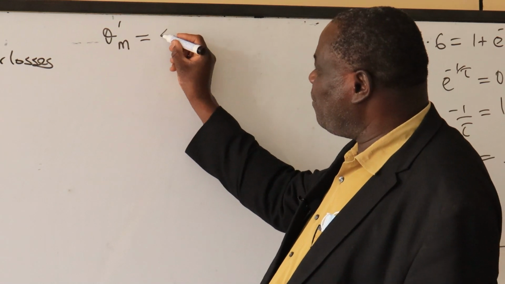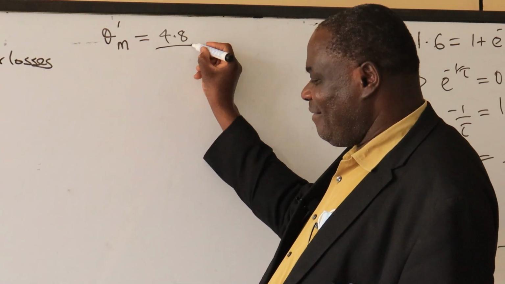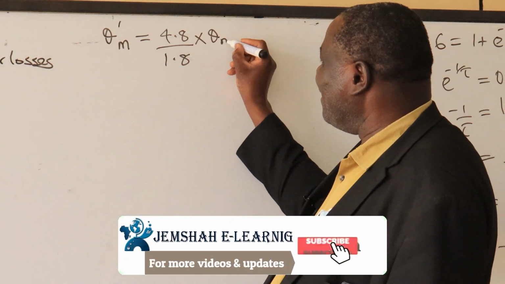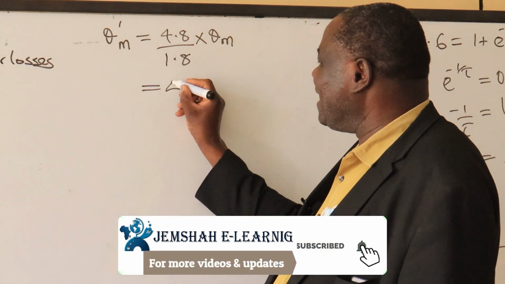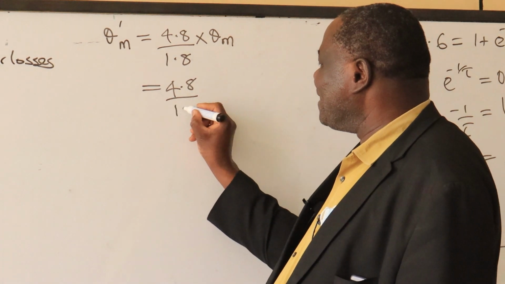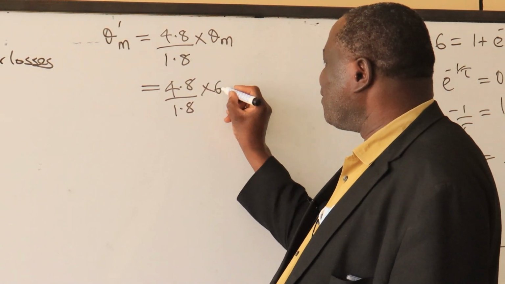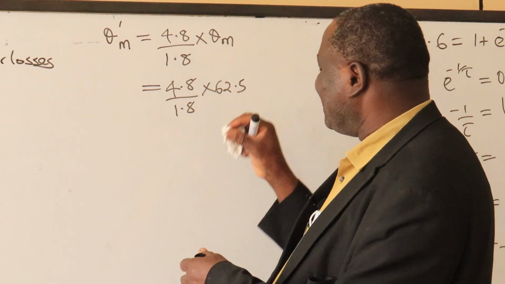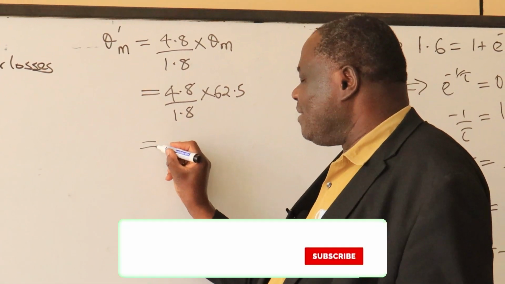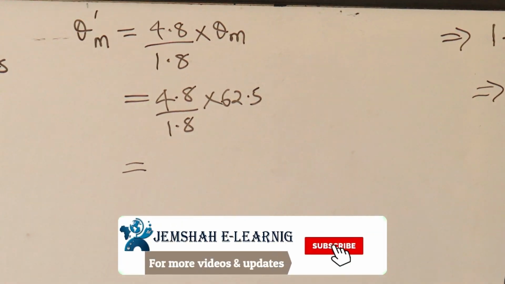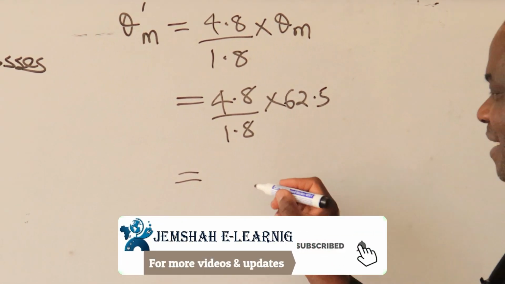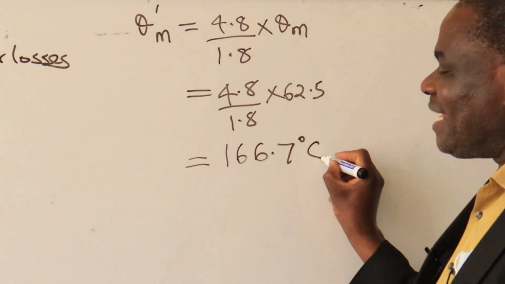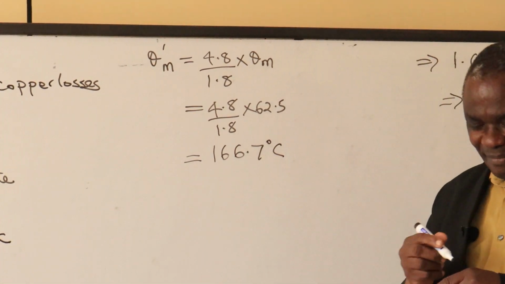It will be equal to 4.8 all over 1.8 times theta m, which is 4.8 all over 1.8 times 62.5 degrees. That one we had calculated, eh? So this one gives us 166.7 degrees Celsius. That is the theta m prime.